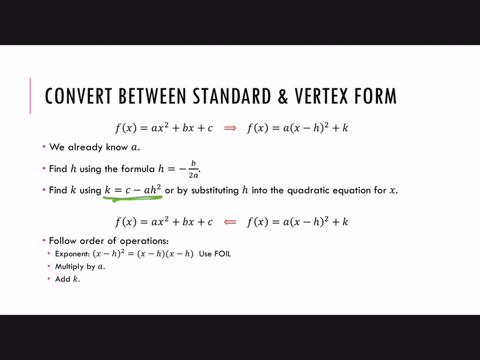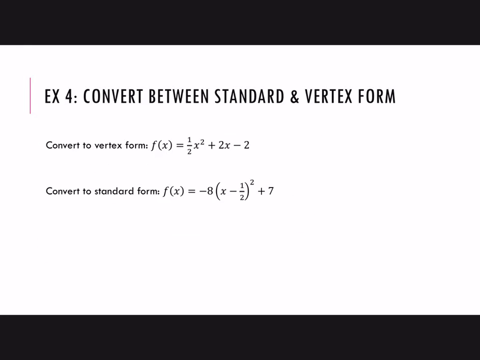Okay, and then if you want to go backwards from vertex to standard form, then we just follow order of operations. So we do the exponent first using FOIL, then multiply by a, and then we add k. Okay, so let's try it out. For the first equation, converting to vertex form, this one is in standard form. So first thing I want to do is identify a, b, and c. So a equals 1/2, b equals 2, and c equals negative 2.